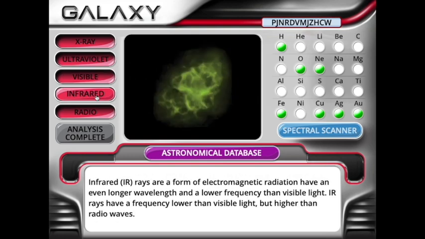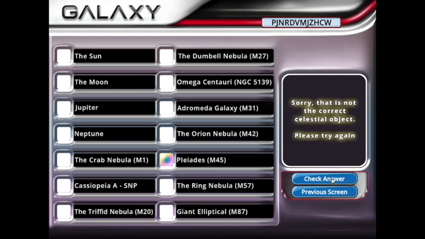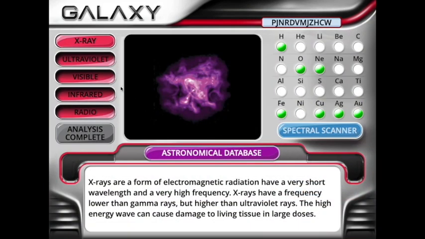Once you're ready to identify the object, select the Analysis Complete button on the left-hand side of the screen. Select your choice of the object you identified, and then select the Check Answer button, or submit your object choice and the 12-character code to your teacher. If you need to collect additional information, select the Previous Screen button to return to the prior screen and make additional observations.